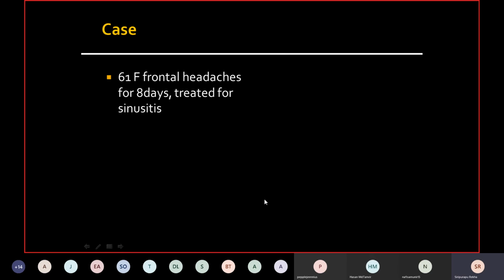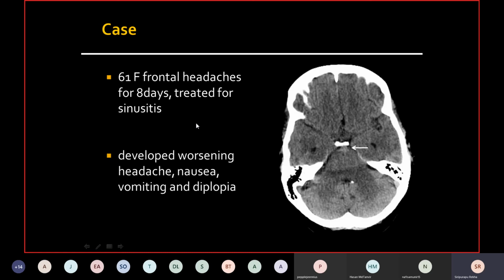Another case, this time a 61-year-old with frontal headaches. You see, I'm being very generous with you guys. We never get such a detailed history. All we get is probably headache, query bleed. But I'm giving you all this story so you need to get the diagnosis. Frontal headaches for 8 days, treated for sinusitis. The patient came in with headache, nausea, vomiting, and diplopia.